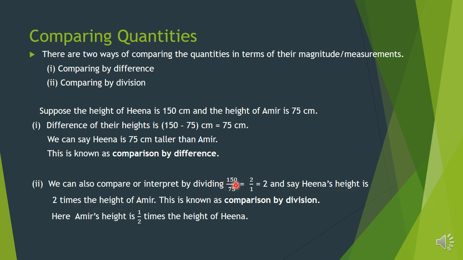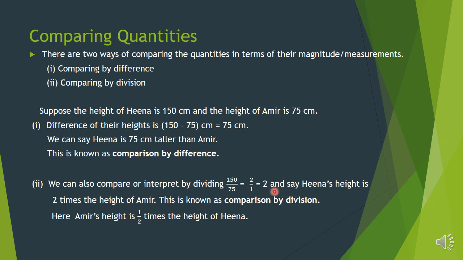Here we have taken first the number 150 and it is of Hina. So we say Hina's height. First number on the numerator side we have 150 and it is the height of Hina. So we start the sentence by Hina's height is 2 times the height of Amir. This is known as comparison by division.